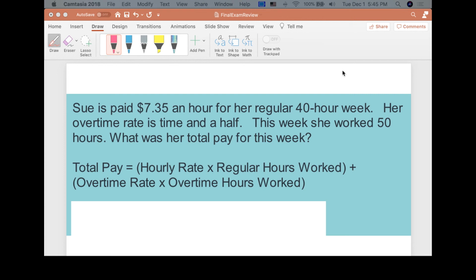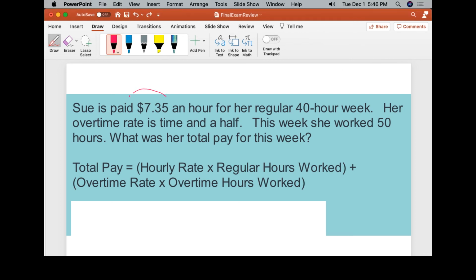All right, so this is the first one that I saw a lot of students kind of struggle with, was overtime. So what we're going to do here is we have to figure out which pieces go into the formula. So the hourly rate is right here. Regular hours worked. So if she worked 50 hours, the regular hours would be 40. And then the overtime rate. So we have to see in the problem what the overtime rate is. So it's time and a half.